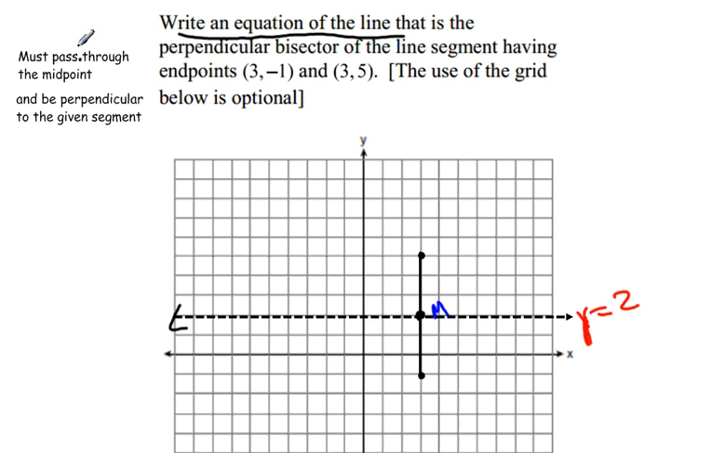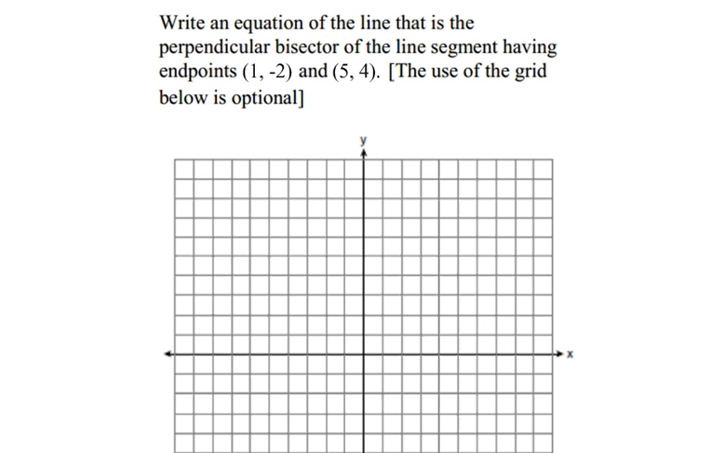Let's try another one. Write an equation of the line that is the perpendicular bisector of the line segment having endpoints 1, -2, and 5, 4. Use of the grid below is optional, but we're going to do it graphically. So I'm going to plot my 2 points. So I got 1, -2 here, and I got 5, 4 here. 1, 2, 3, 4, 5. One more. Where's my point? Am I at the wrong place? 1, 2, 3, 4, 5. 1, 2, 3, 4. Right there.